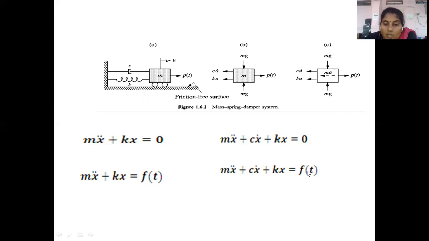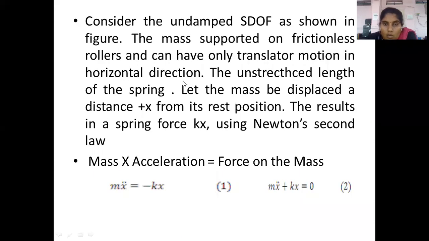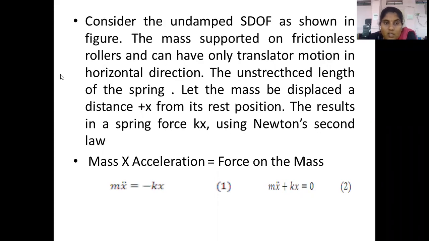That's why the equation becomes mx double dot plus kx equal to 0. Okay. So I hope all of you have understood up to this. Below the diagram, you write down: consider the undamped SDOF system. Consider the undamped SDOF system shown in the figure.